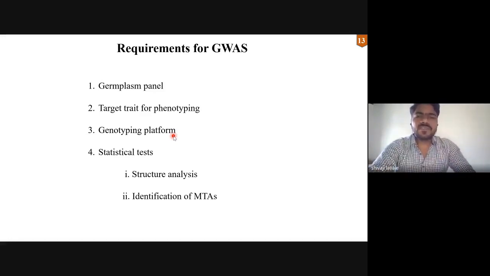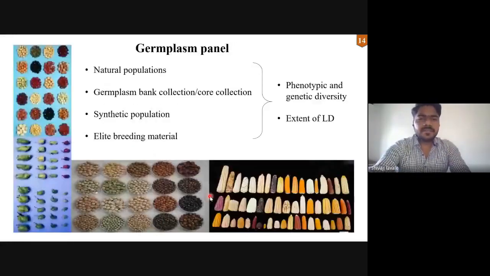That's why we'll be using SNPs. Then after that, we need to go for statistical tests to understand the structure of the population and identify the marker trait associations. So first is the germplasm panel.